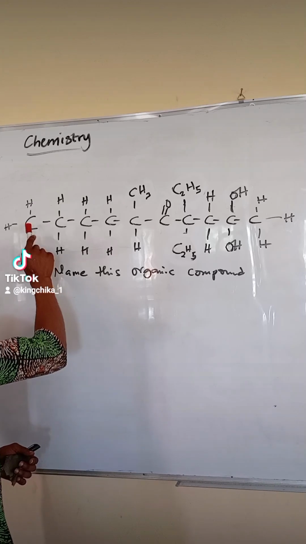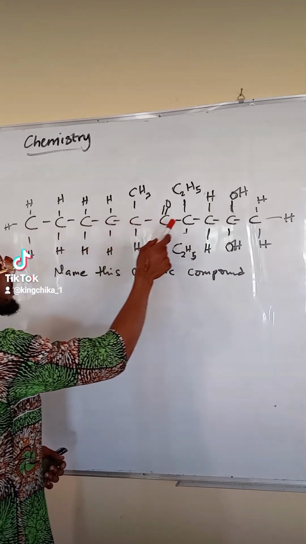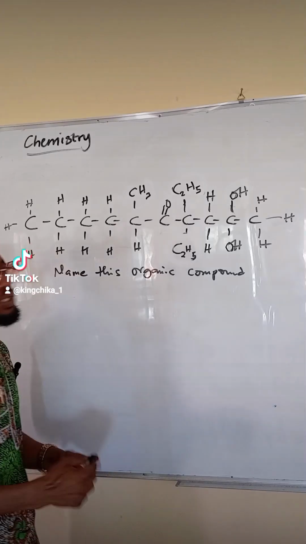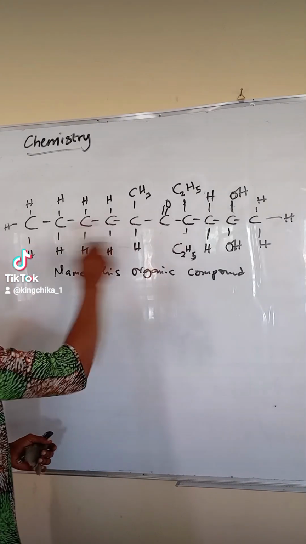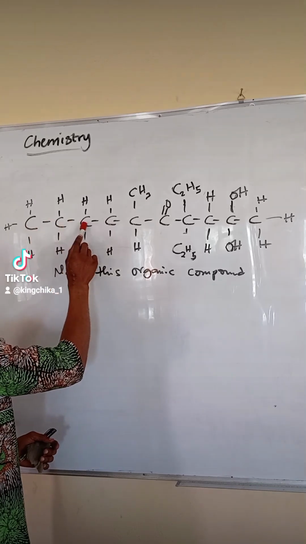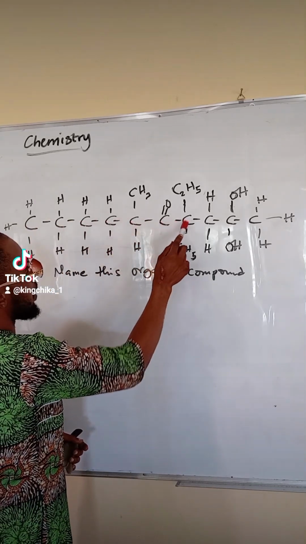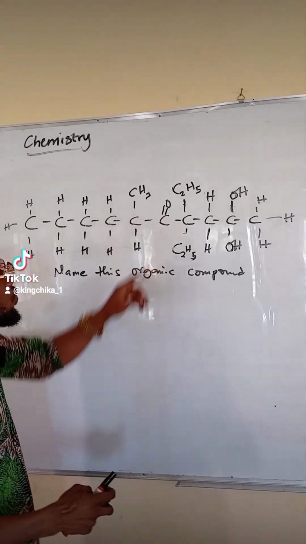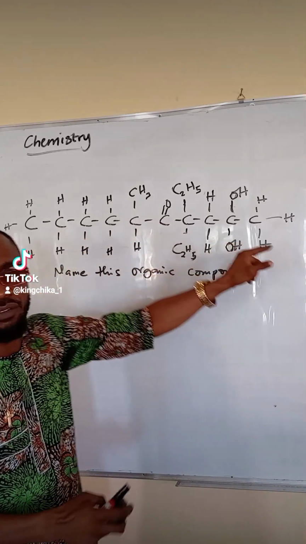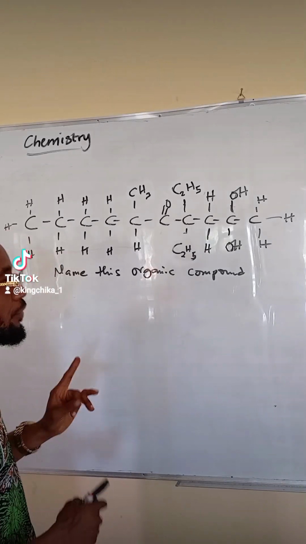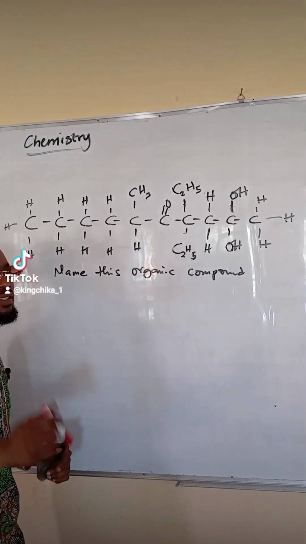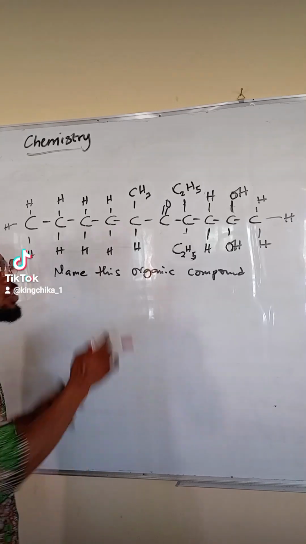So let's count this way: 1, 2, 3, 4, 5, 6, 7, 8, 9, 10. So here we have 10 carbon atoms. If we try to take the other route, 1, 2, 3, 4, 5, 6, 7, 8, 9. So this way will give us 9, but straight will give us 10. So 10 is the longest. We have to take 10. Now the second thing is to check, where do we count from?